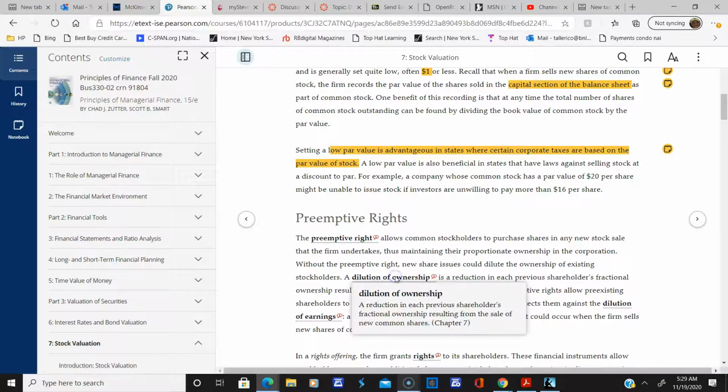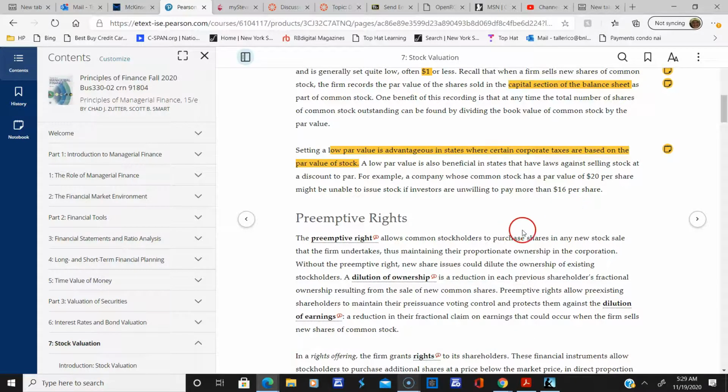So a dilution is a reduction in each previous shareholder's fractional ownership that results from the sale of new common shares.